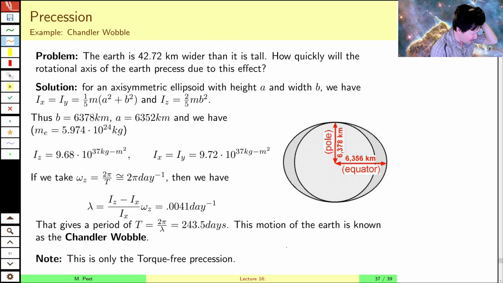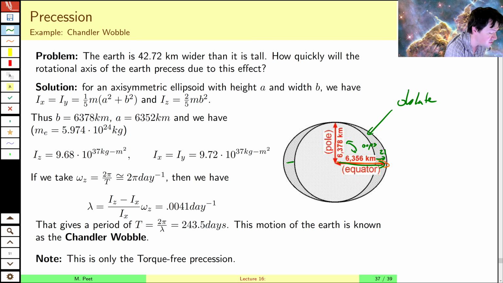A good numerical example of this is the Earth. Remember, the Earth is an oblate object because it's a little bit fatter than it is tall. Now, I've got these numbers switched because I pulled this off the web, I forget where, so you don't get confused there. The Earth is roughly 42 kilometers wider than it is tall, so divided by two, 21 kilometers. A little fatter, 21 kilometers.